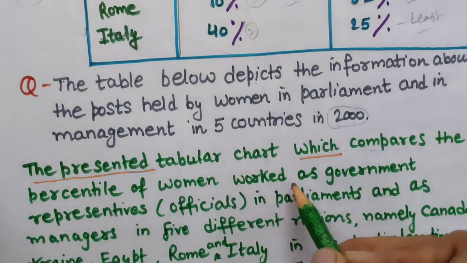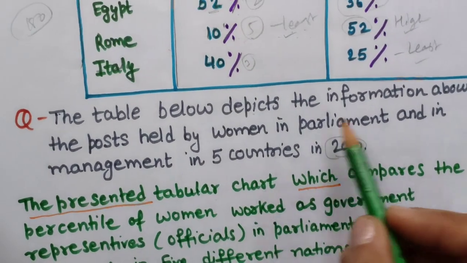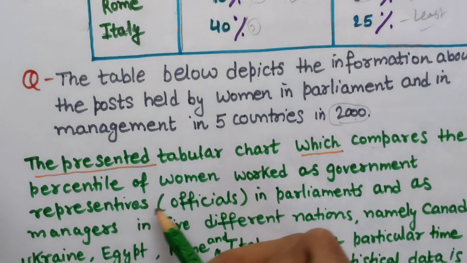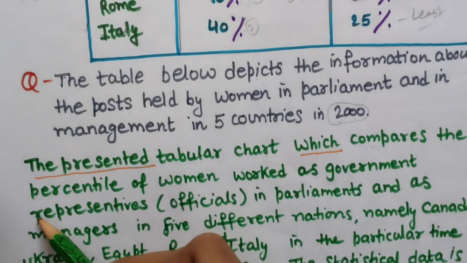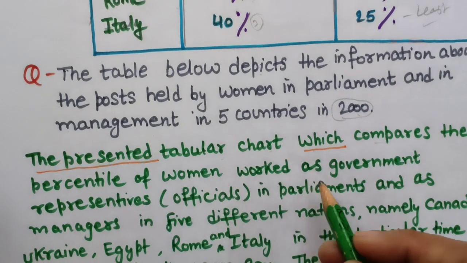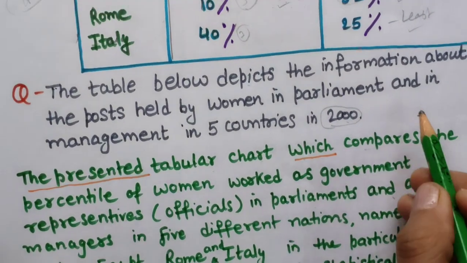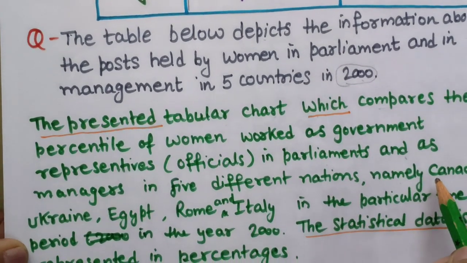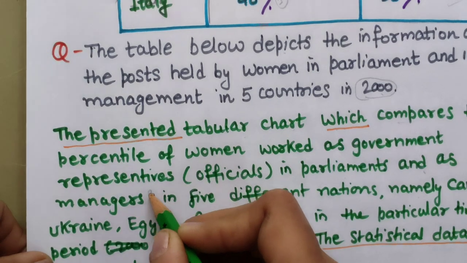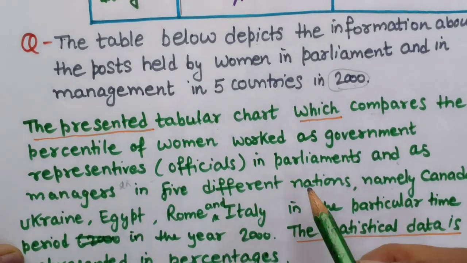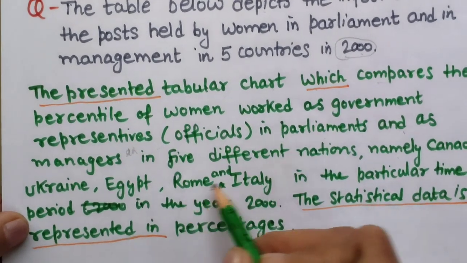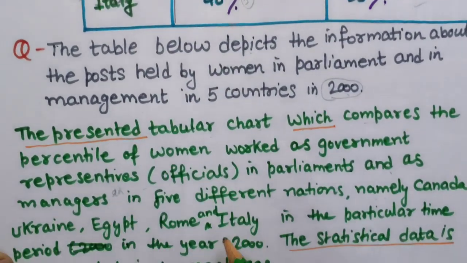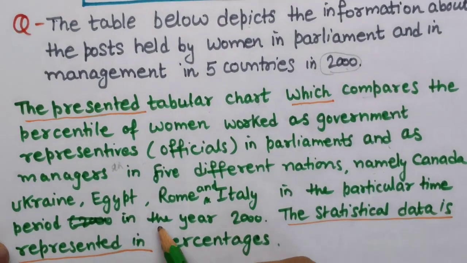Compares the women worked as, compare the number of women, you can write instead of this, compare the percentile of women worked as government representatives or officials, anything you can write. If you find it difficult to write, then officials in parliaments, and as managers in 5 different nations, namely, and managers in management sectors you can write. And of course 5 different countries, you can elaborate the names, namely Canada, Ukraine, whatever the names given, and in the particular time period, in the year 2000.